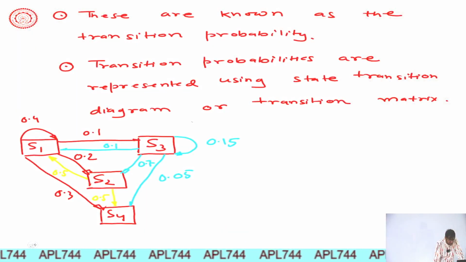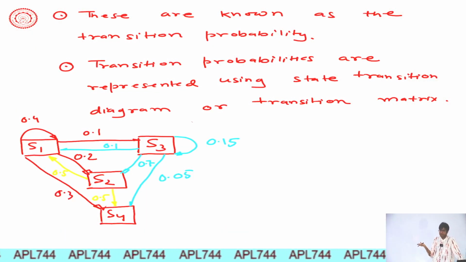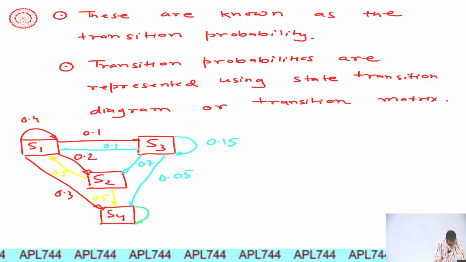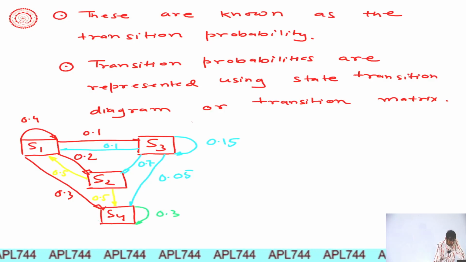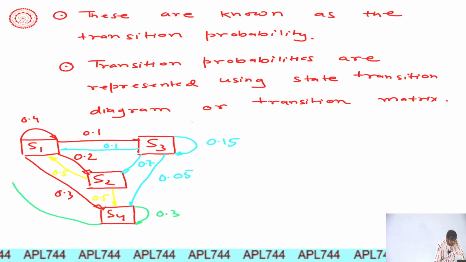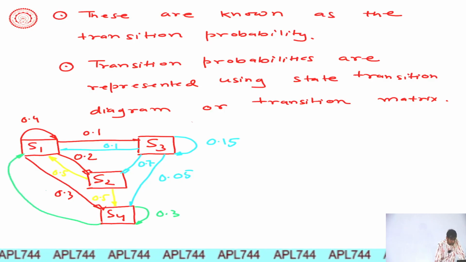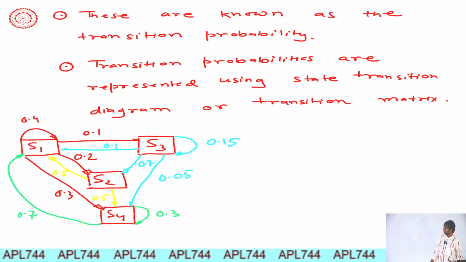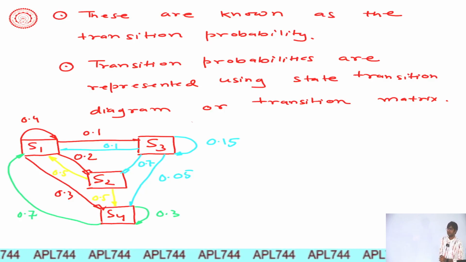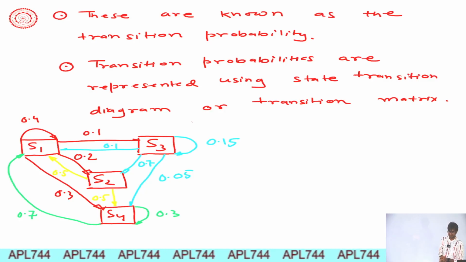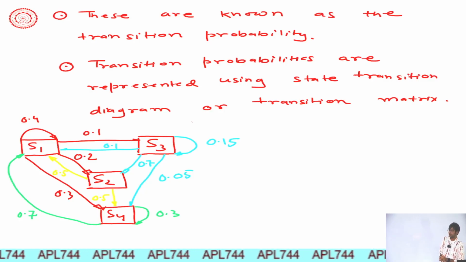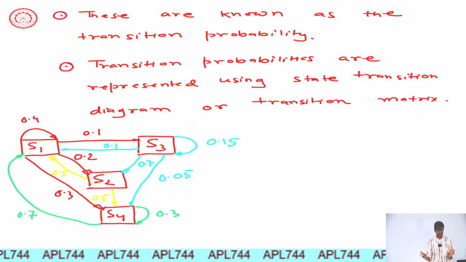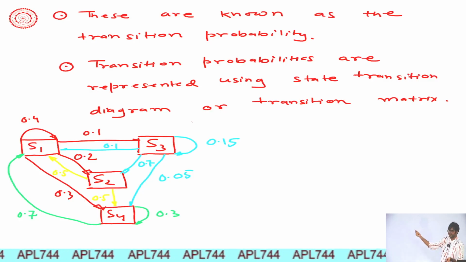Okay. Lastly, I am at S4, and let's say from S4 I can go to either S4 with 0.3, or I can go to S1 with 0.7. Okay. So this completes my transition diagram, a representative transition diagram, which is only for your understanding. You cannot use this in programming or something like that, because for programming you have to work with the transition matrix, which I am coming to next.